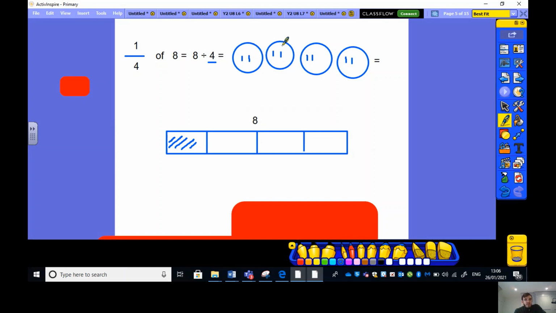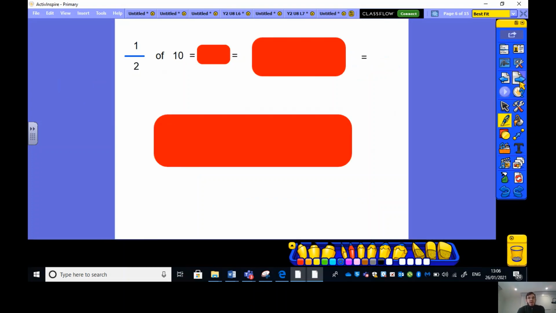1, 2, 1, 2, 1, 2, 1, 2. In each one of my circles there are 2. Each quarter of 8 is equal to 2. 1/4 of 8 is equal to 2. And that is how we solve it. Because remember, when you put something into quarters, it means you put it into 4 equal parts.